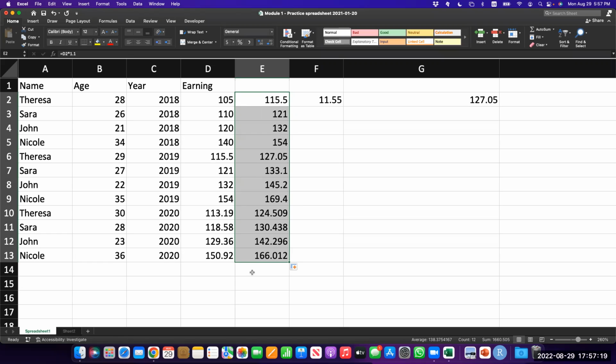Can you click on cell F2? What were you trying to do? Calculate 10%. So if you consider 105 as 100%, and you divide this by 10, you get to 10%. All right, sure.